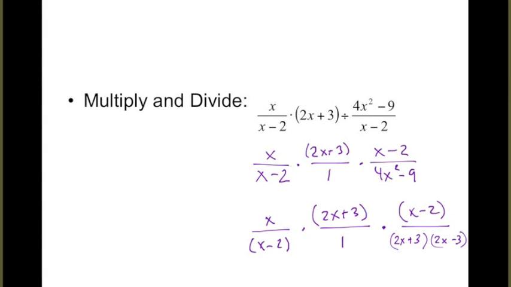Then we find what matches. I see a 2x plus 3. I see an x minus 2. And what's left over is an x and a 2x minus 3. And I can't cancel those x's because that would be canceling part of an addition problem, and I can't do that.